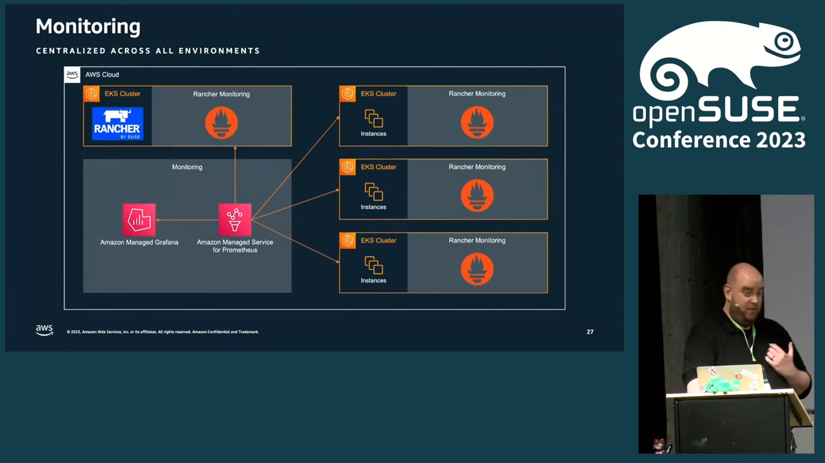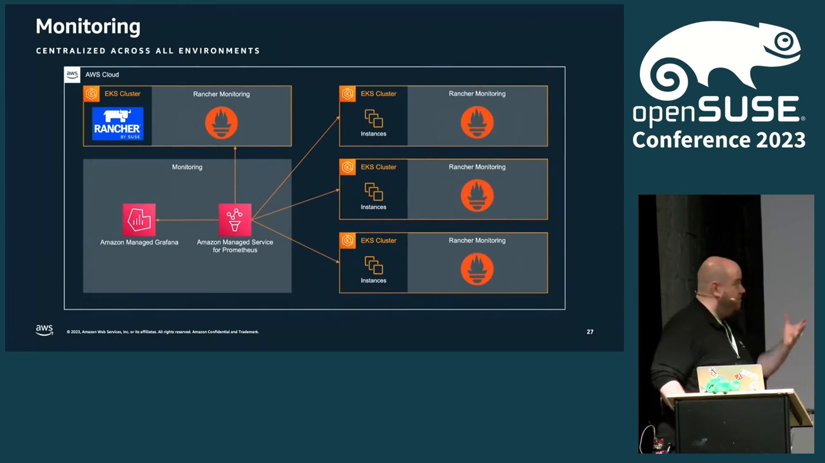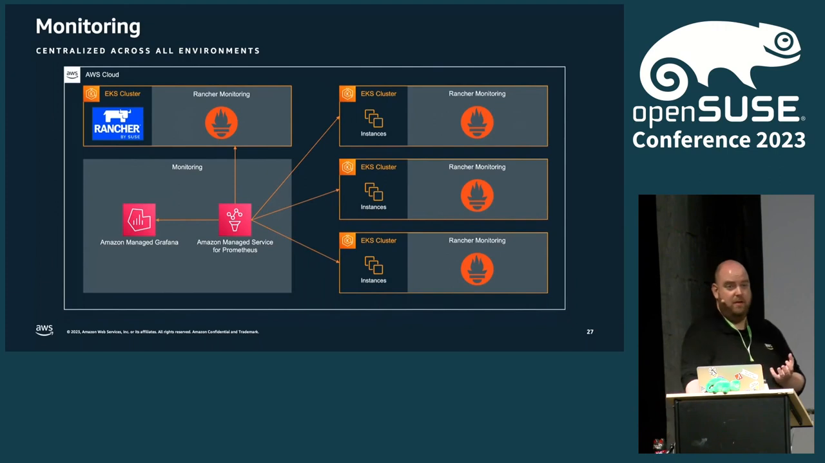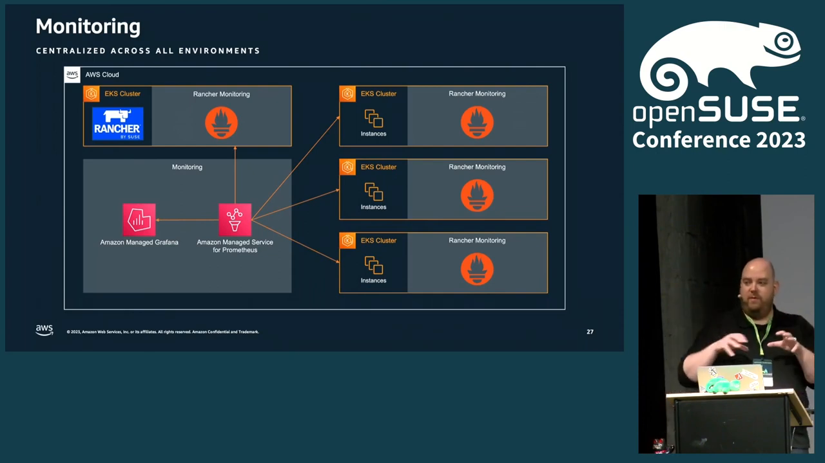What I personally think would be a better approach is a more centralized approach where metrics from all clusters go to one central place, like managed Prometheus and then managed Grafana. With such an approach, we save a lot of resources on the actual downstream clusters. And also, it reduces complexity. And it allows me to have one central place where I can have all my metrics and my overview of all my clusters.